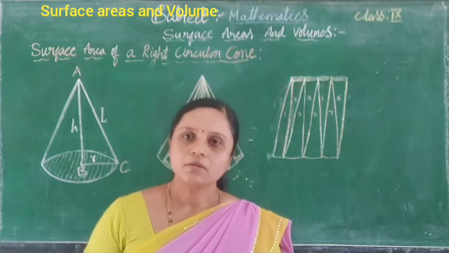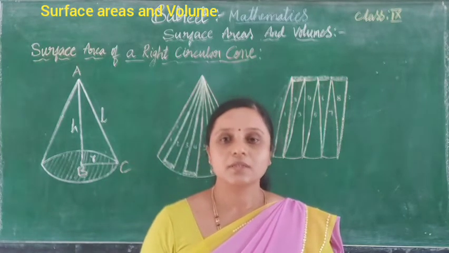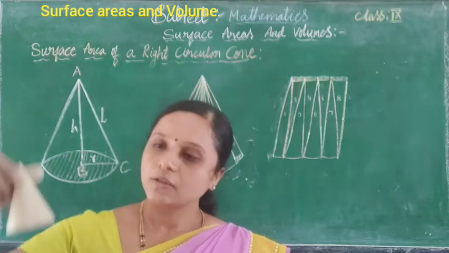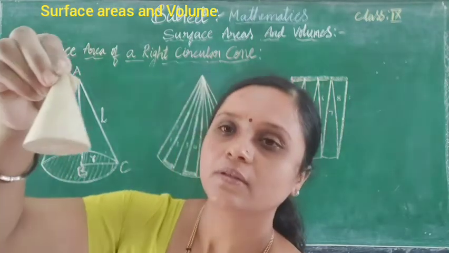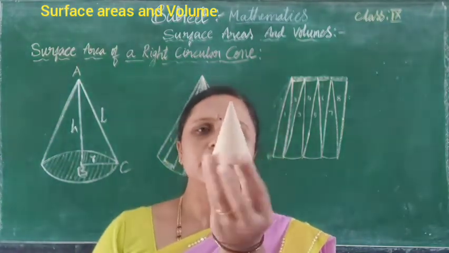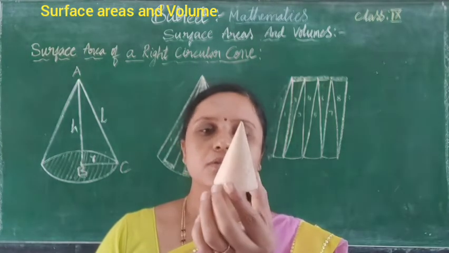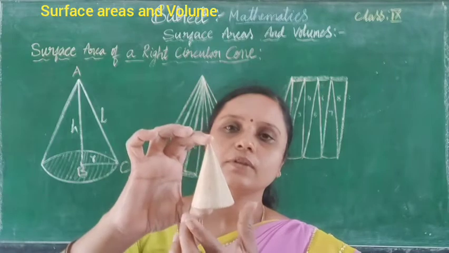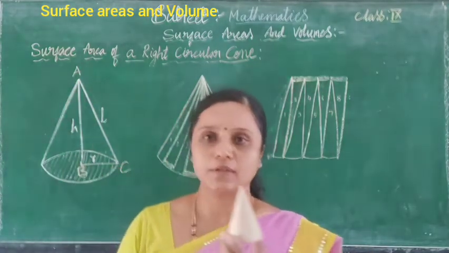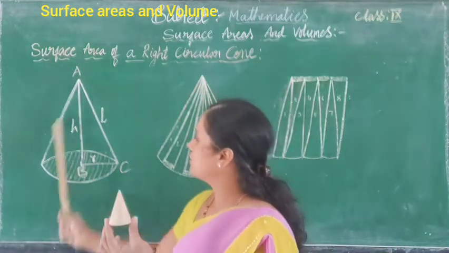Suppose I want to find the surface area of a cone. What is the formula to find the surface area of a cone? You can see this solid figure. It looks like a cone. It is a three-dimensional figure, so while writing it on the blackboard, we draw it in two dimensions. While writing this cone on the blackboard, it looks like this.